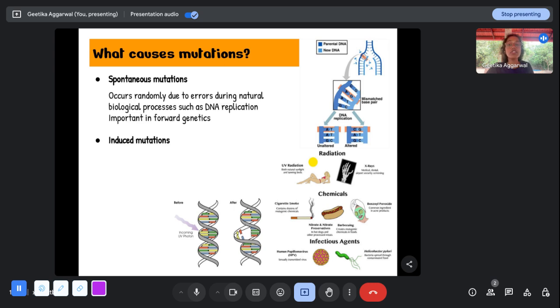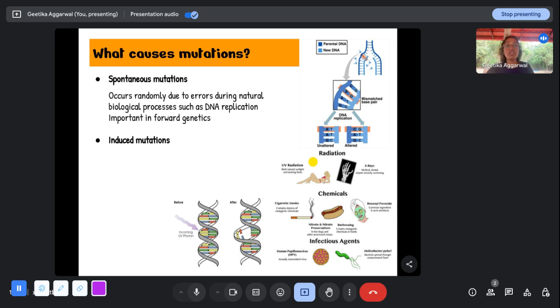So this is what a mutation is, and what causes these mutations? There are two kinds of mutations: spontaneous mutations and induced mutations. Spontaneous mutations, as the term suggests, occur randomly, due to errors in the natural process of DNA duplication. When a DNA is being replicated, by mistake one of the strands or the DNA polymerase might commit a mistake, which leads to an error in the DNA duplication. That is what spontaneous mutations are, and they are important in forward genetics.